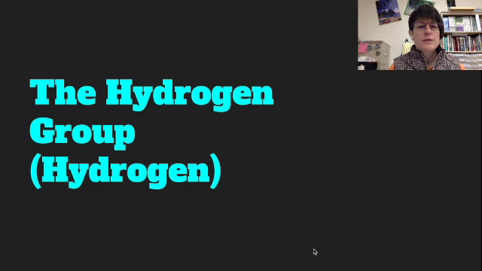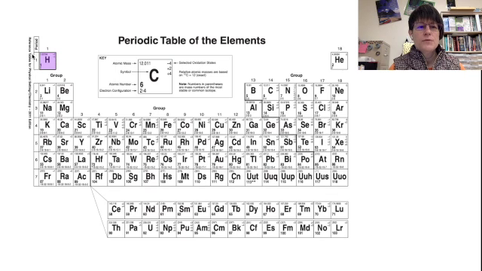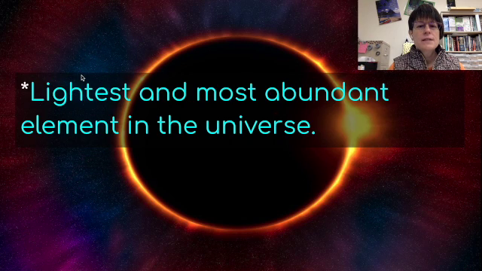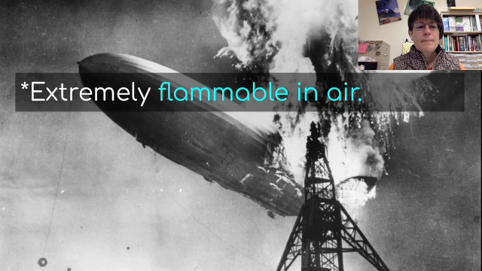So first we're going to start with the hydrogen family, which consists only of hydrogen. That's why it kind of floats up here on the periodic table, because it doesn't really fit in with the rest of its group. It is the lightest and most abundant element in the universe. In fact, it's what makes up mostly our sun. It's extremely flammable in air.